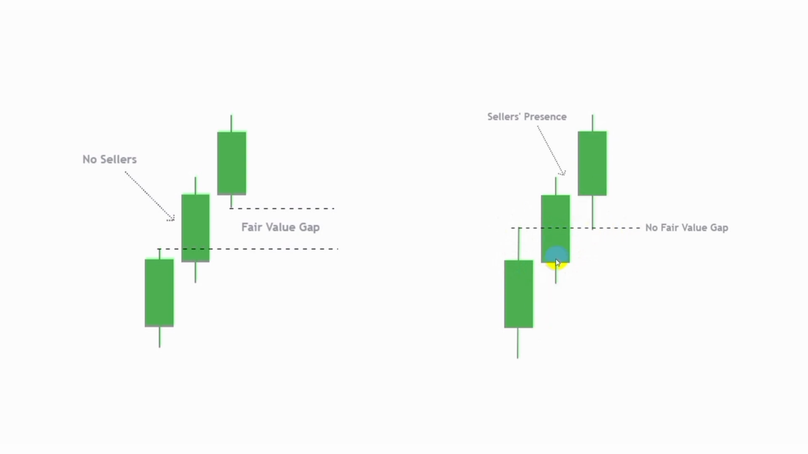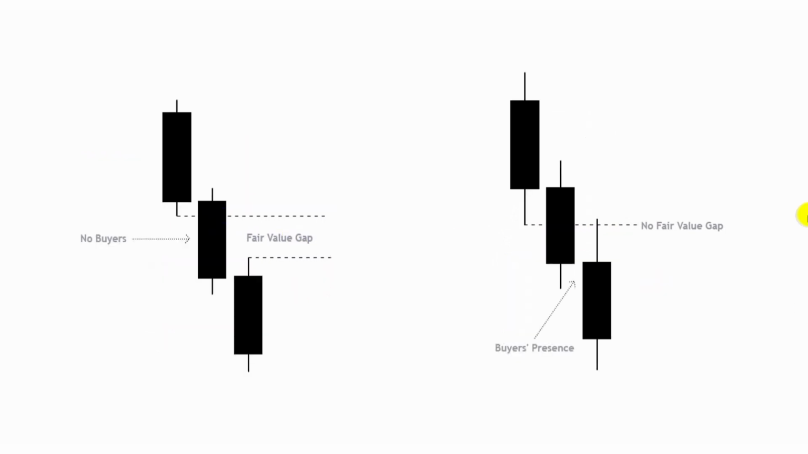So this is an example of an efficient bullish price delivery. This is an example of an inefficient bullish price delivery. So let's check the bearish market condition. So this is the bearish market condition, and as you know, the bearish market condition is a downward movement price action.